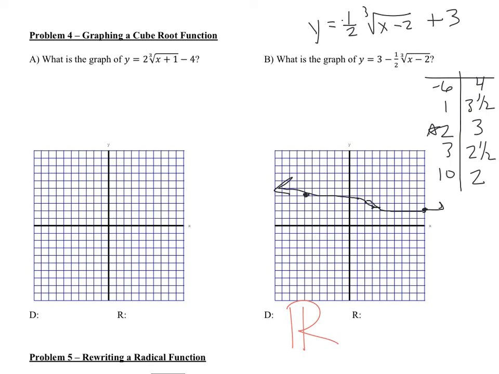Forever. All real numbers. My range, how far down do I go? Again, this would be going on forever and ever. How far up do I go? It goes on forever and ever. Forever. Whoops, I forgot my extra line. So that would be all real numbers for both of those. Pause and do question number 4.